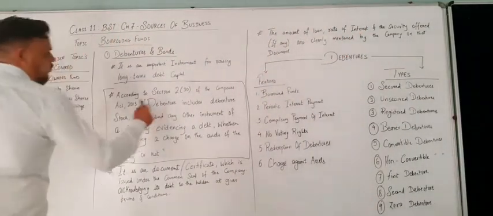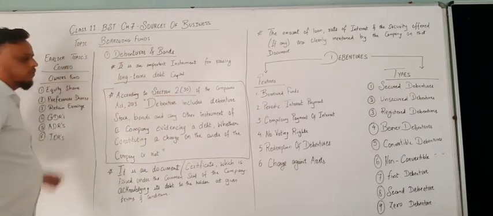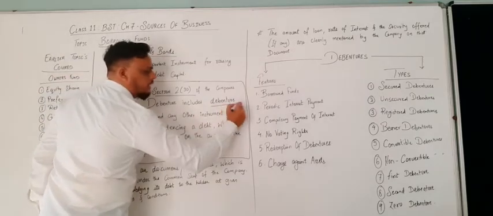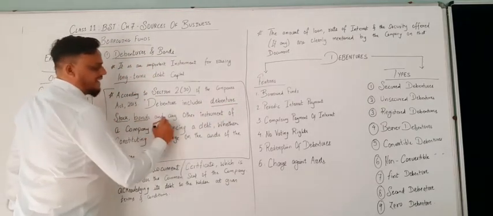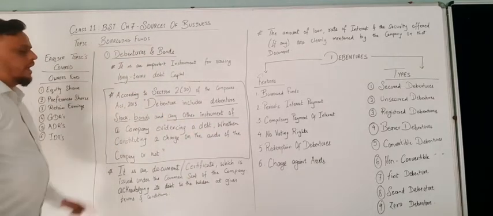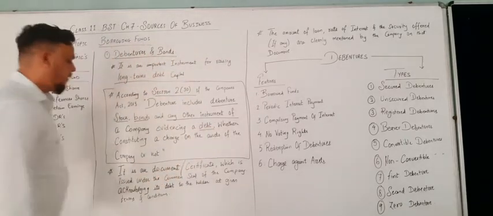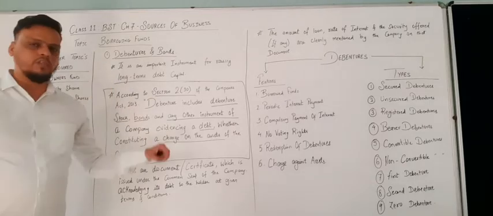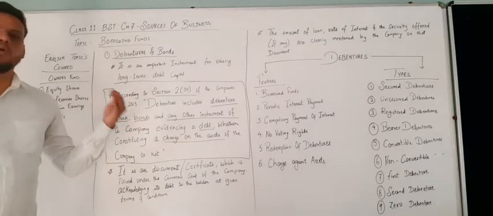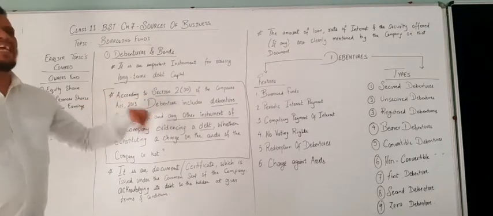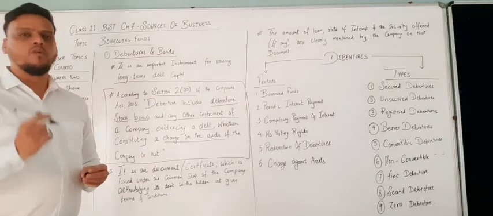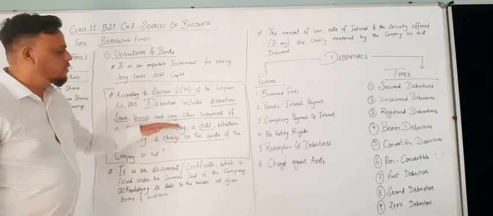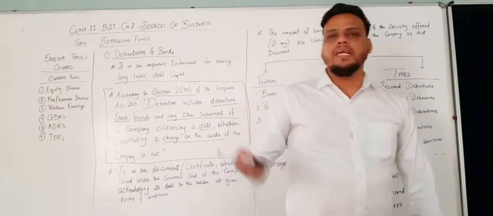Now, according to Section 2(30) of the Companies Act 2013, debenture includes debenture stock, bonds, and any other instrument of a company evidencing a debt, whether constituting a charge on the assets of the company or not. According to this definition, debentures include debenture stock, bonds, or any other instrument used to raise funds from the market as borrowed funds of a company, which evidences that it is a debt for the company. Debt for the company means you have to pay in the end.